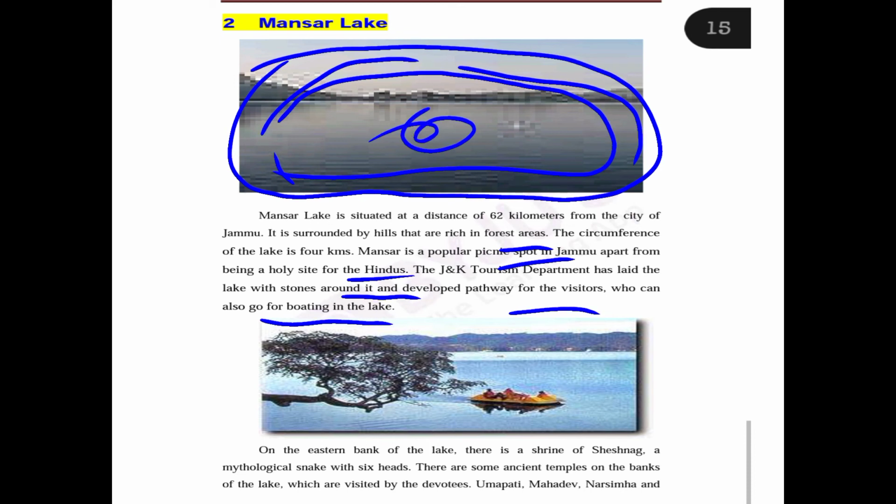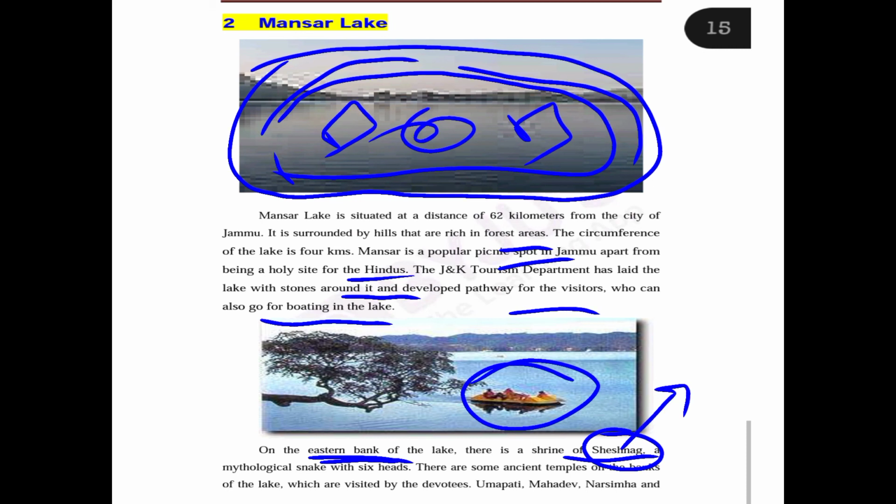And the visitors also do boating in the lake, so they ride a boat, which is also available in the lake. You can see here a boat is shown in this image. On the eastern bank. Eastern bank means the bank on the eastern side, the side on which the sun rises. On the side towards the east, there is a shrine of Shishnag. There is a shrine of Shishnag, so that means a religious place.